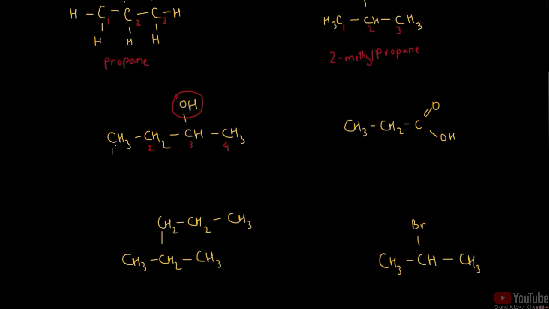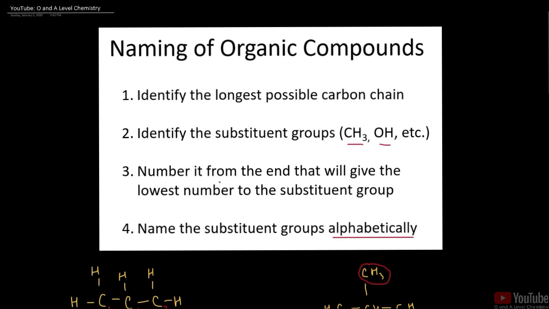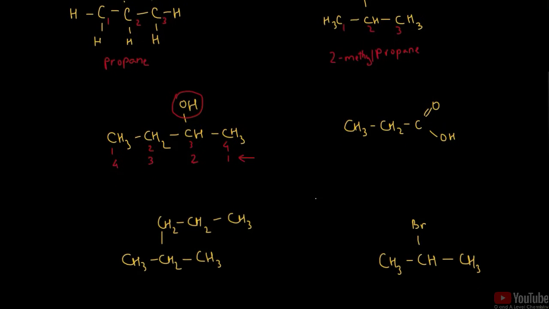But look, if I number it from this end, my substituent group gets 3. But if I number it from this side, 1, 2, 3, 4, the substituent group is on the second carbon when I'm numbering it from this side. So this is what I'm going to do, because this is our rule number 3. Number it from the end that will give the lowest number to the substituent group. So we're going to do this, and we're going to ignore this numbering.